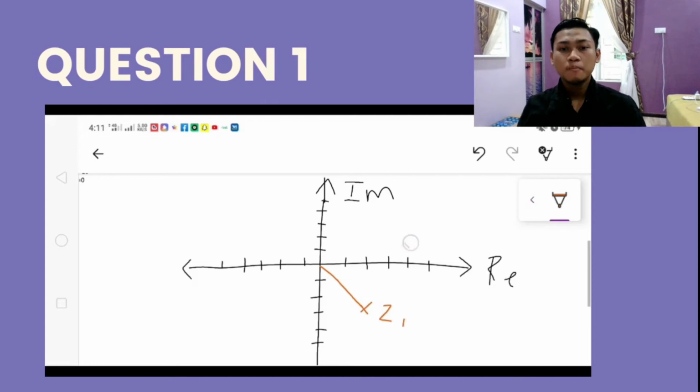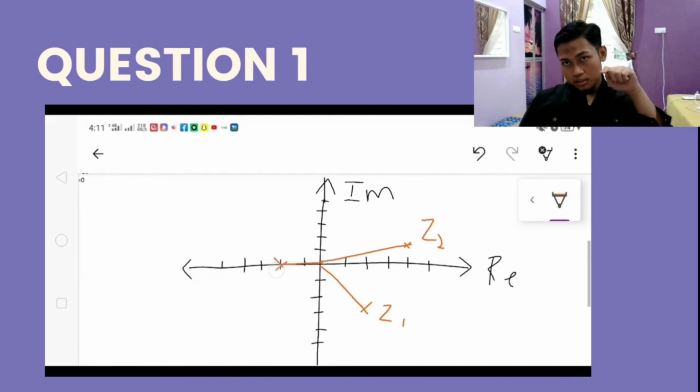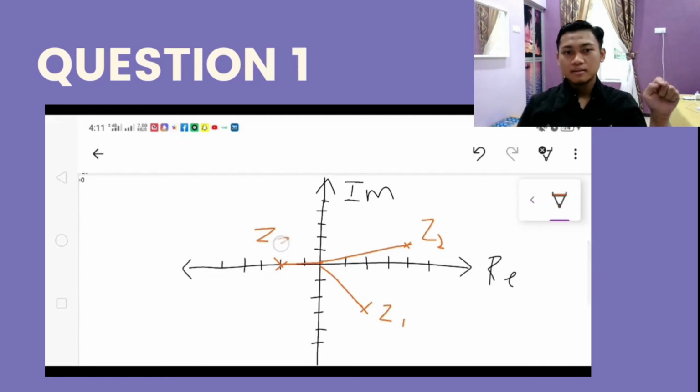Yeah, so basically we're doing number 2 right now. Z2 is equal to 4 plus i. Okay, 4 plus i. Let's get to Z3. So Z3 is -2 only, so it will be like that, just one line like that. Alright, let's go to the last one, Z4. Okay, so -3i is the value of Z4.